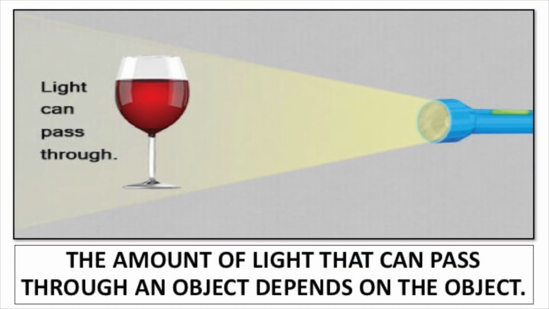The amount of light that can pass through an object depends on the object. Yes, different types of objects allow different amounts of light to pass through.